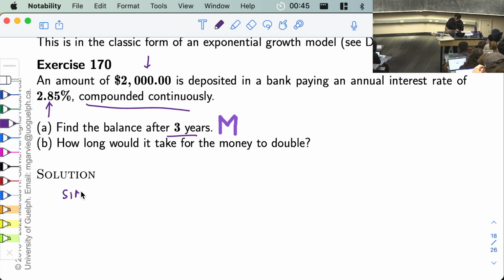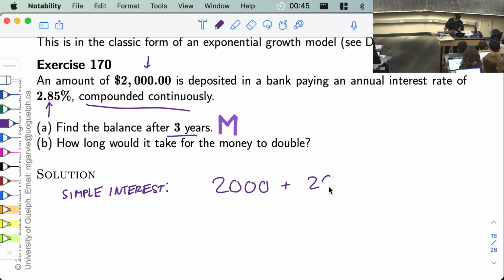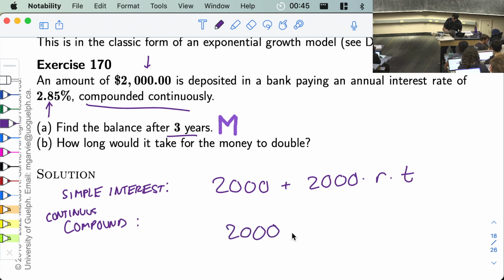If it was simple interest, which it's not, but if it was, the answer would be $2,000 plus $2,000 times R times T. That's the simple interest way to do it. And the compound interest, and I'm going to say continuous compound because it involves the e, is $2,000 times e to the R times T. So you don't add a 2,000.